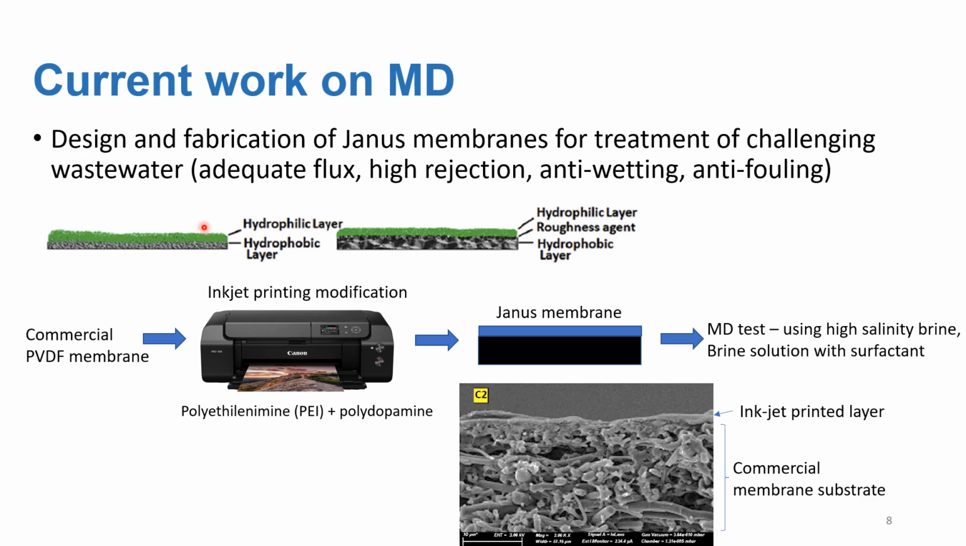He's working on this, and we tried to use a different approach in this case. We use a commercial membrane, and then we modify the upper part, the surface of the membrane, using an inkjet printing modification. So we prepared some solutions based on PAI and polydopamine, changed the cartridge of an inkjet printer, and then printed on the membrane to modify it. We tested various layers and made it into a Janus type of membrane. So the resulting membrane is like this.